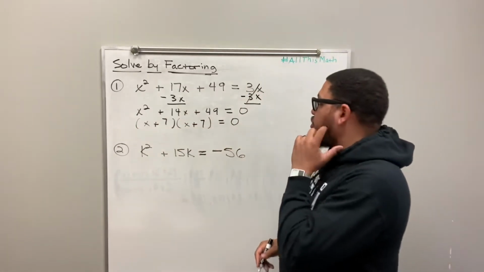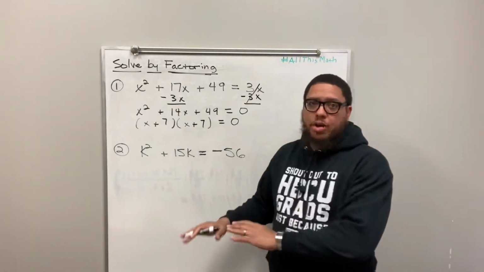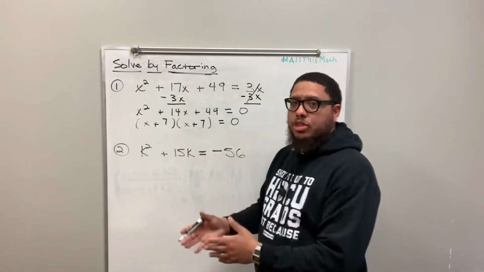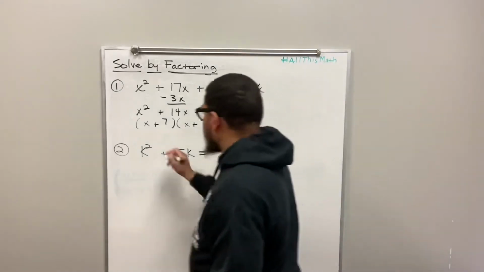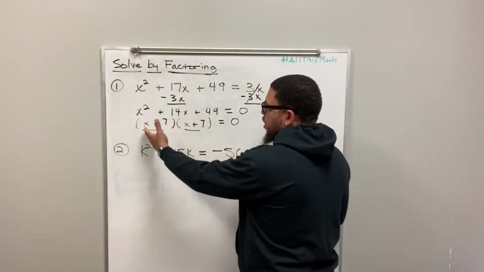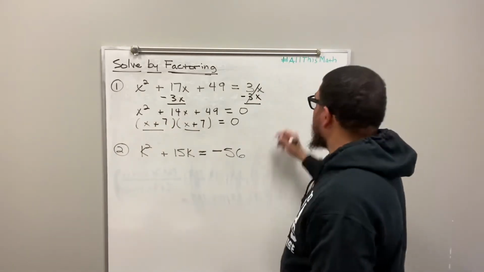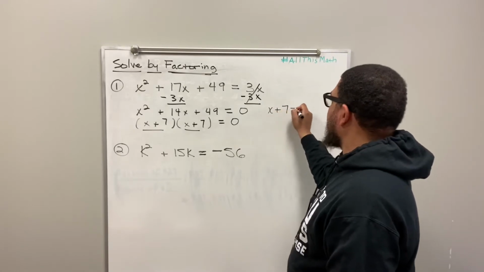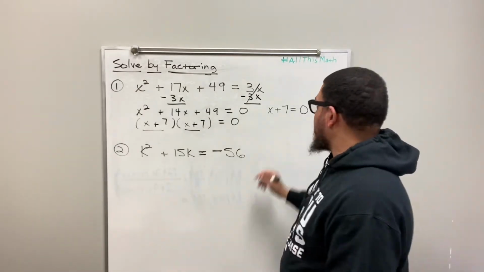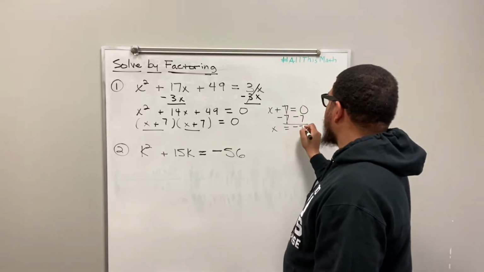Now, these are our factors. In order to solve an equation by factoring, the first step is to factor. We've done that part. Now we have to take each of the factors, create equations that are equal to 0, and then solve for x. I only have to do this once because they're the same factor. They're identical. So I'm going to do x plus 7 equals 0. That's a simple one-step equation. I subtract 7 from both sides. Boom. x equals negative 7.